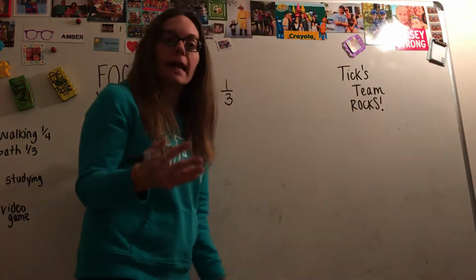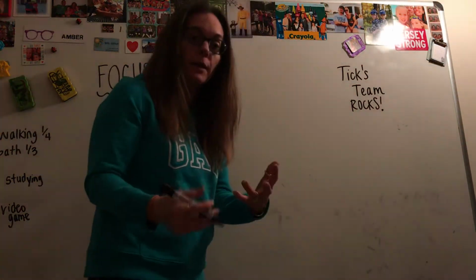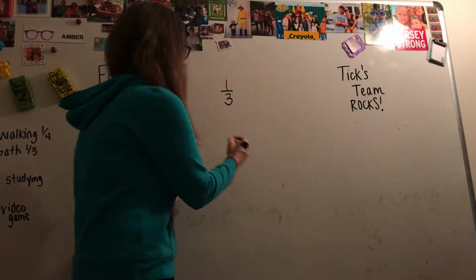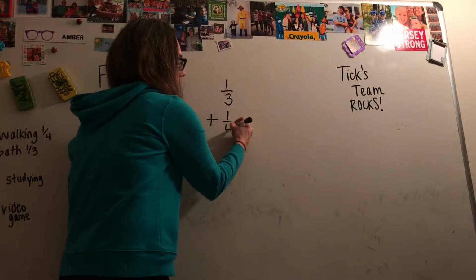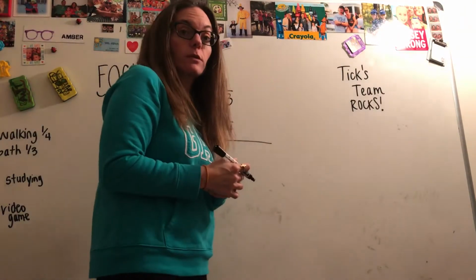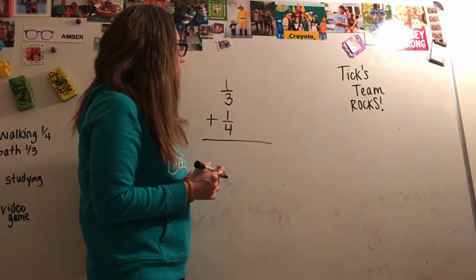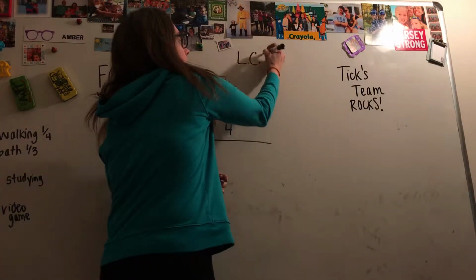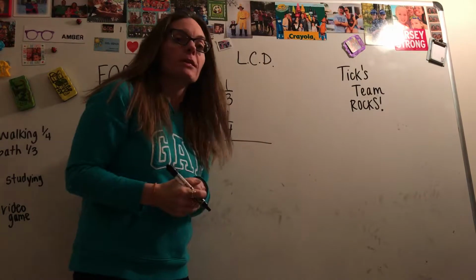So if I want to find out the amount of time that he spends walking and bathing his dog, I'm going to add those 2 numbers together because I'm trying to find a total amount of time that he spends doing those 2 activities. So the first thing I need to do is find the LCD, which stands for least common denominator.